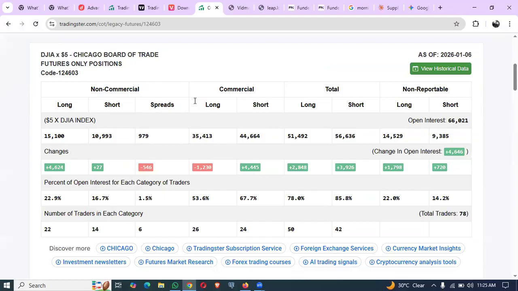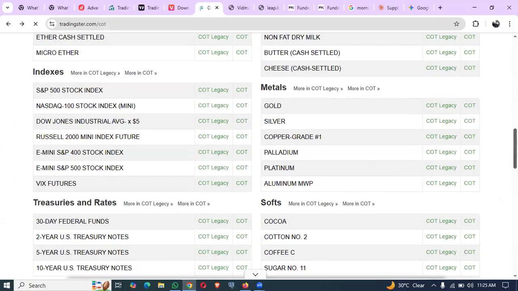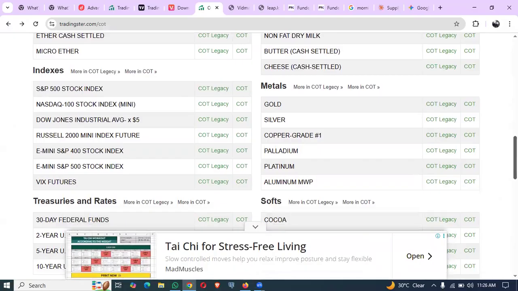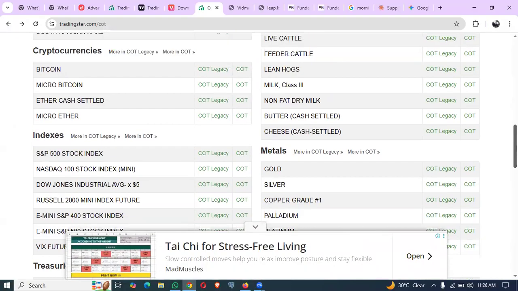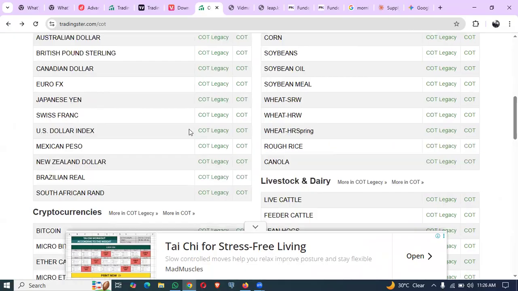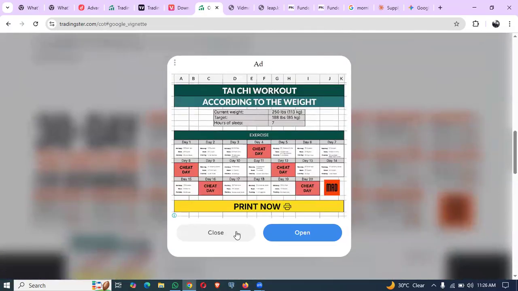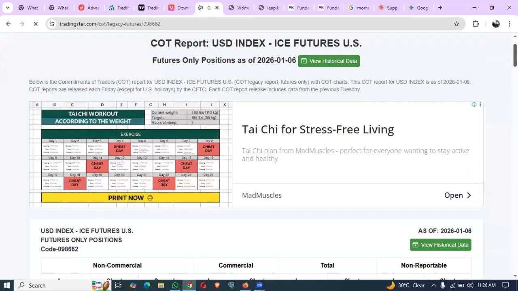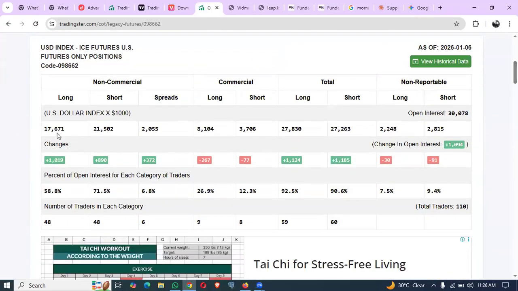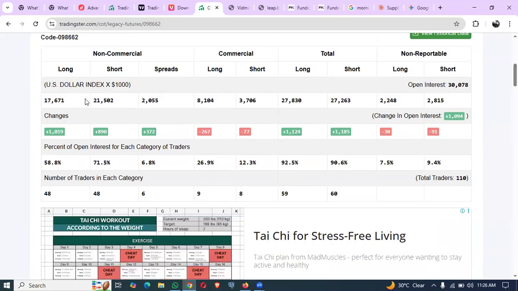Let's check DXY. We'll see the strength of dollar. DXY, the same thing. COT legacy. 17K points to the long, 21K to the short. Then they added 1,000 points to the long, added 800 to the short. So if you check this thing, the difference is not much. Are we getting it?